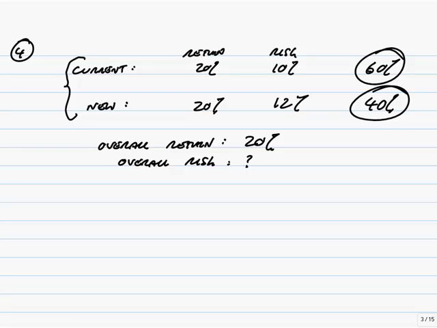Now the return will stay the same. We're currently at 20. After doing this, we'll still get 20. The question is going to be, is the overall risk higher than it is at the moment or lower? If the overall risk is lower, then of course it's worthwhile doing. Why should it be lower?